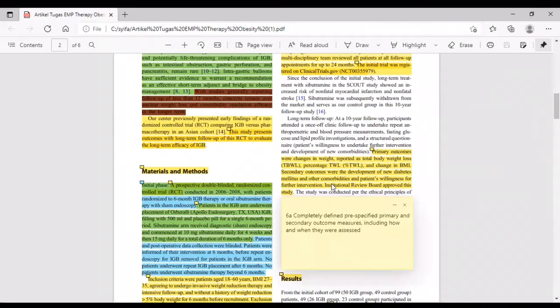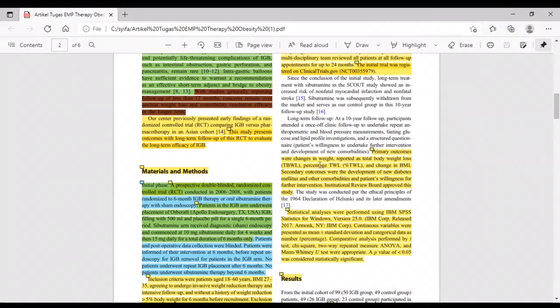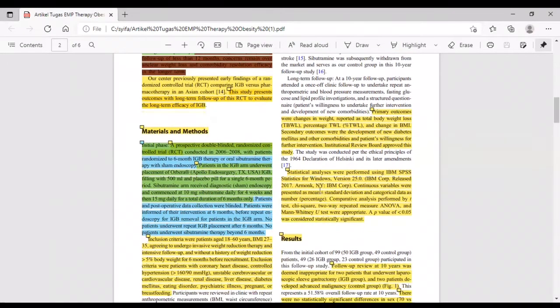Next is checklist number 6A. The point of 6A is completely defined, specify primary and secondary outcome measures including how and when they were assessed. The first primary outcome is change in weight and change in BMI, and the secondary outcomes were development of new diabetes mellitus and other comorbidity and patient willingness for further intervention.